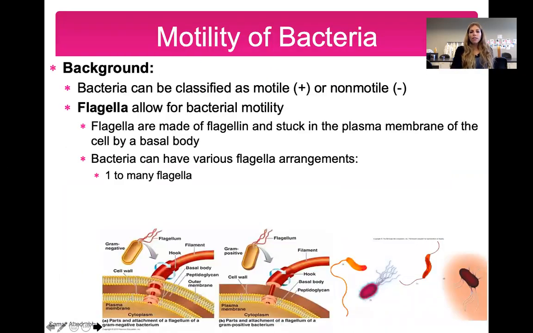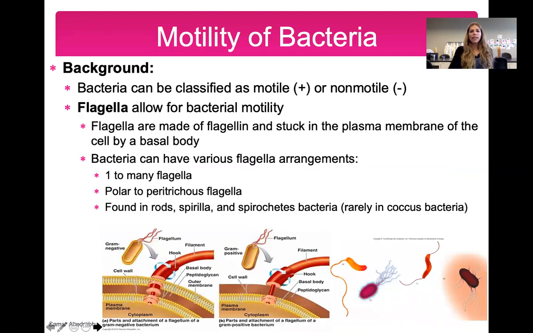To start off, not all bacteria are motile. Some are motile, some are not. Obviously, having motility is an advantage for bacteria because it can help you swim towards good environments, such as environments where there's nutrients and good oxygen, and swim away from harmful things. Flagella are these little structures that are stuck in bacteria, and they're stuck to the plasma membrane of bacteria by a basal body. I will go over their structure in this image.